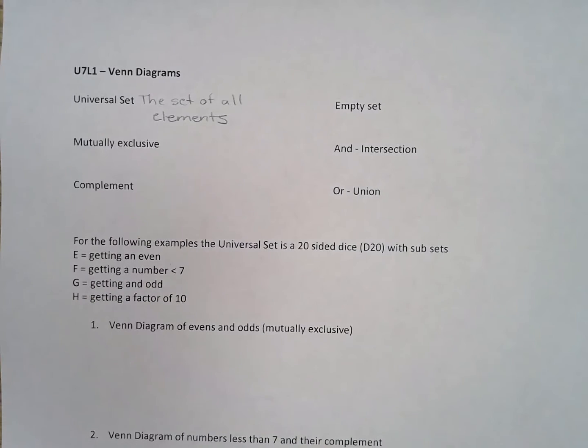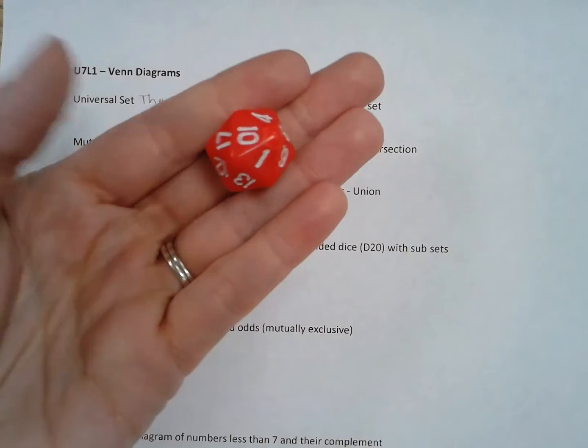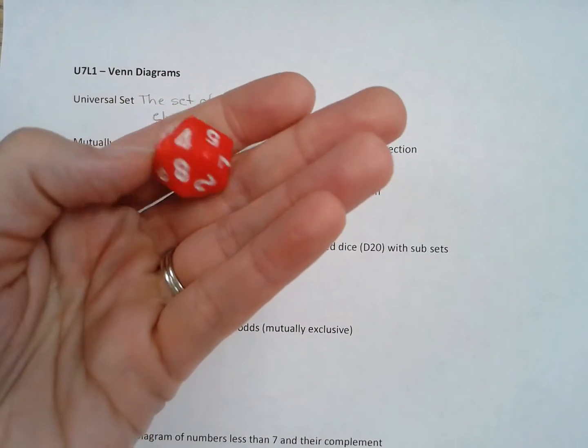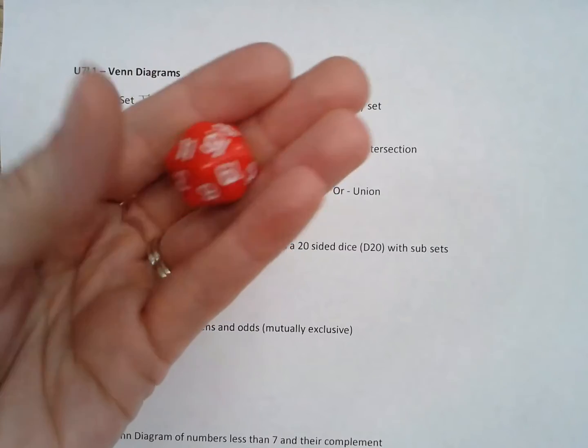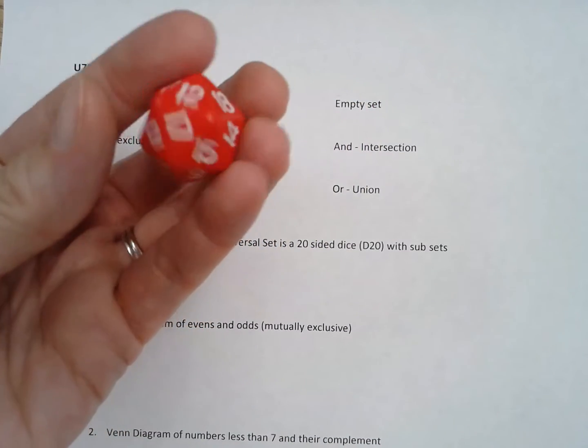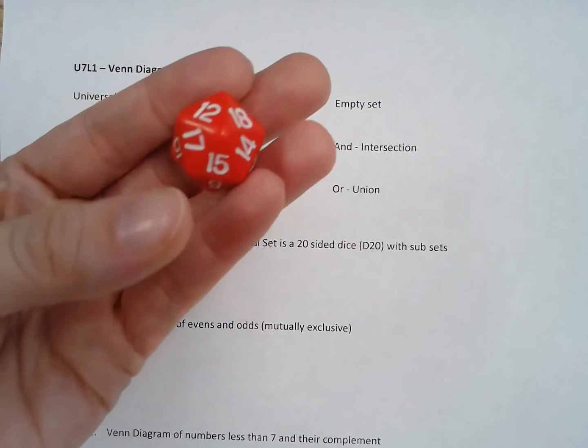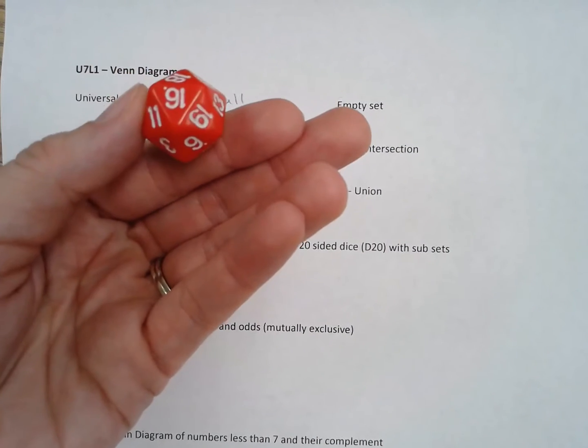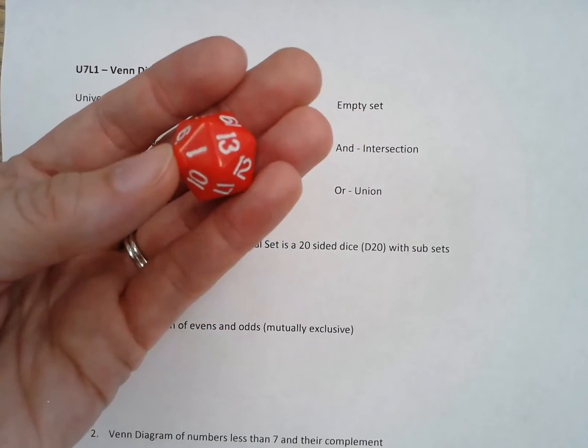So here in just a moment, we are going to work with a number die. It's actually a 20-sided die, and this die is usually referred to as a D20. So our universal set will be the numbers 1 through 20 here in just a moment when we work on our examples.